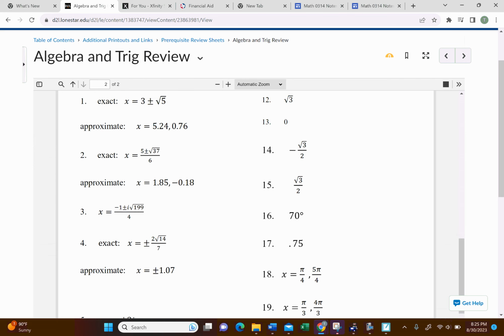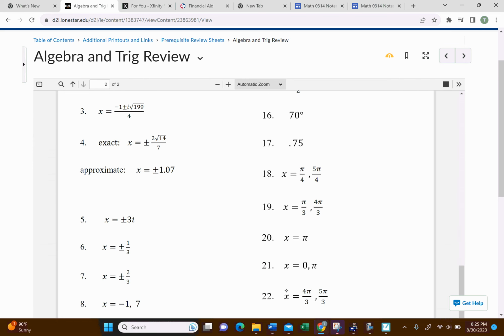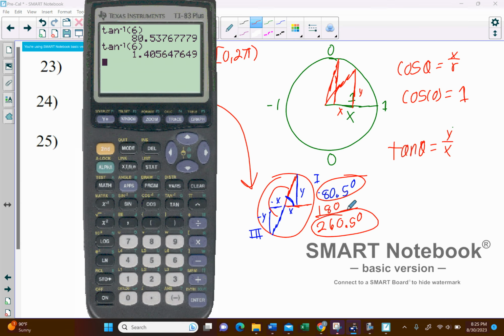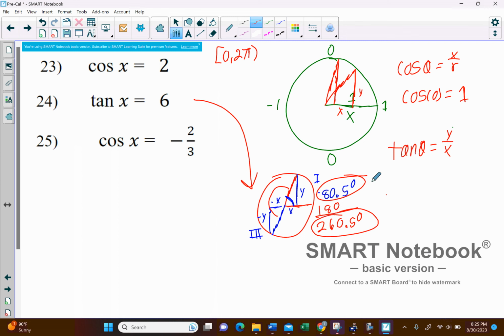Oh, wait, these are the answers. Okay, they went 2 decimal places. That's what we'll do. So that'll be 1.41 radians. And then instead of adding 180, because before I added 180 degrees, right? But that is the same thing as adding pi, because the circumference of a circle is 2 pi, so half of that would be pi.